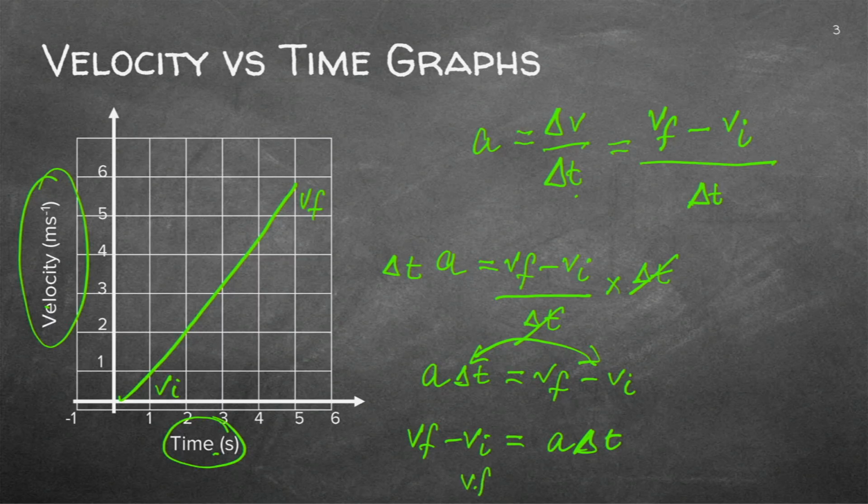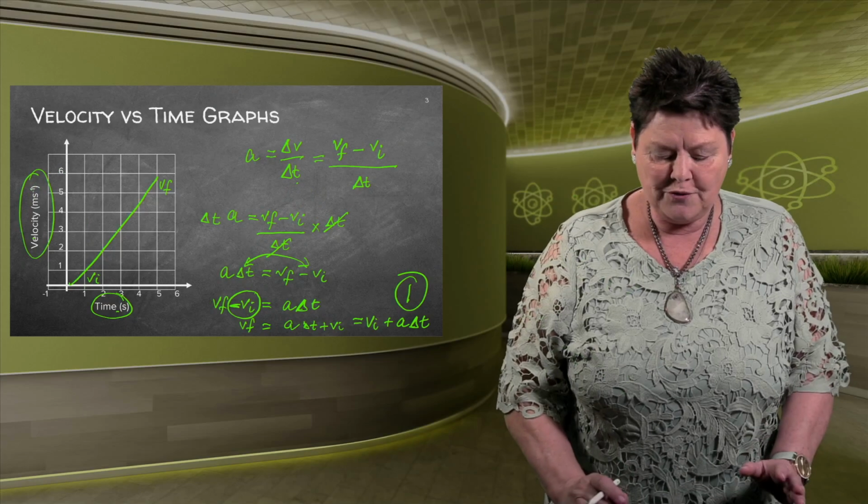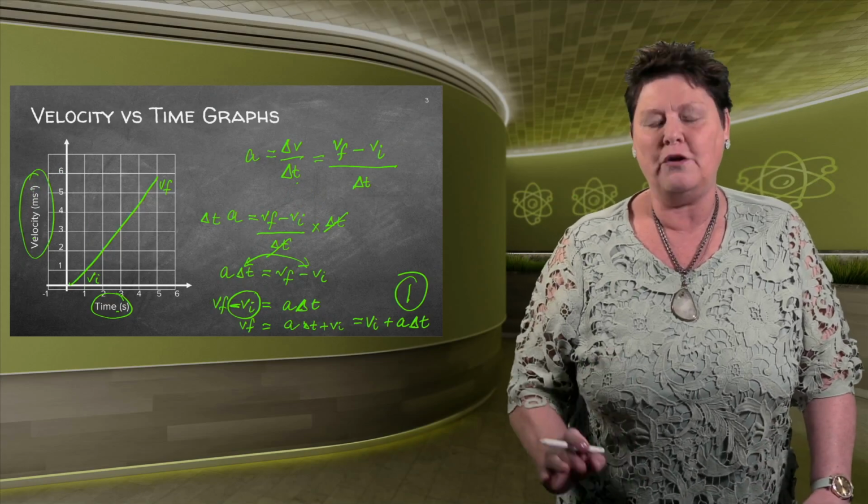This will give me the final velocity. I'm taking away the initial, the minus. It becomes then a plus this side. And if you look at your page with your equations, you'll see vf equals vi plus a delta t. That's your first equation. And you can use that, obviously, when you have all the values.